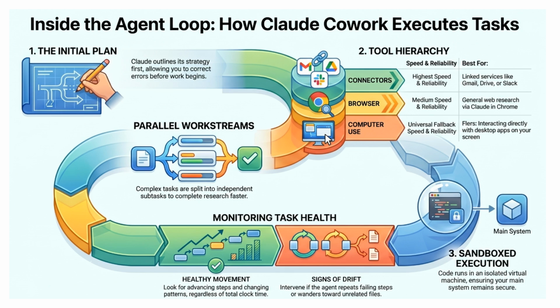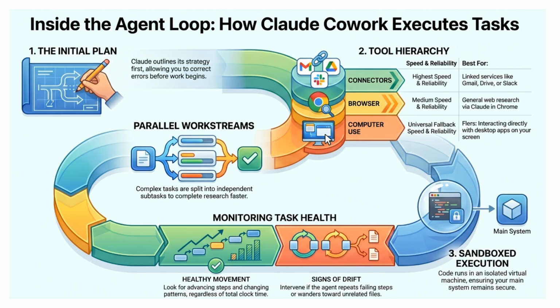Do this today. Watch the next task you run with the loop in mind. See if you can spot the plan step, the tool selection step, and the adapt step as they happen. Notice which tool Claude reaches for. Look for connector calls, fast, labeled by service name, versus browser activity, slower, shows URLs, versus screen interaction. Practice the stuck or working judgment. When the next task takes longer than expected, ask yourself whether the steps are still advancing through the plan, not whether the clock looks long.